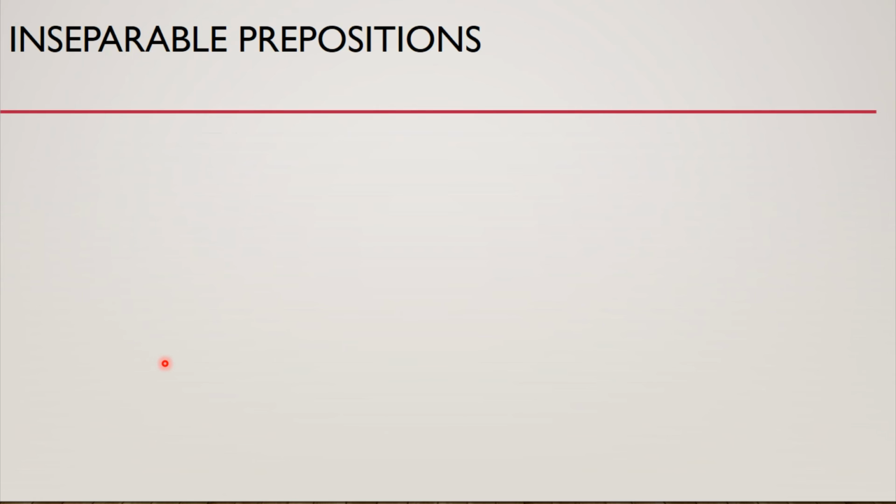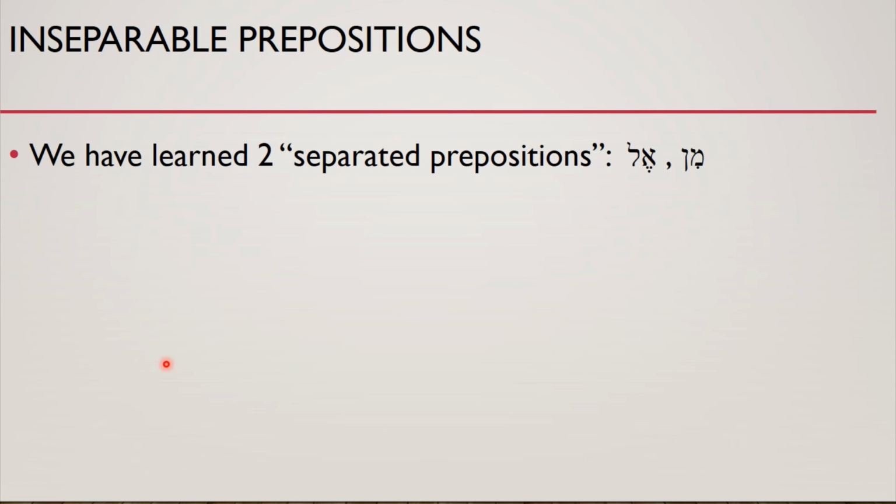Now that we've talked about plural nouns and plural verbs, we're going to switch gears and talk about some prepositions. In Hebrew, there are things that are called inseparable prepositions. We've already learned two separate prepositions, which are the words min and el. Min being the word for from, el being the word for to or for. These are separate words. They're treated separately. They are not prefixes of words. Although min does have some forms that are prefixes, such as when you just add a mem with a hiriq or with a segol.